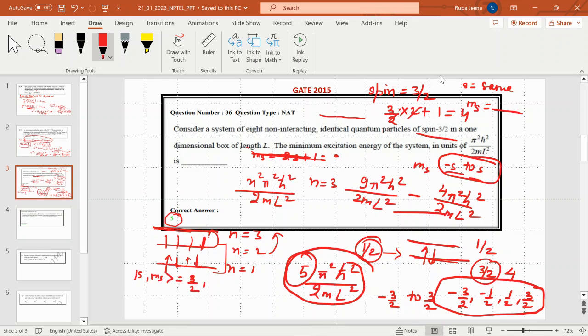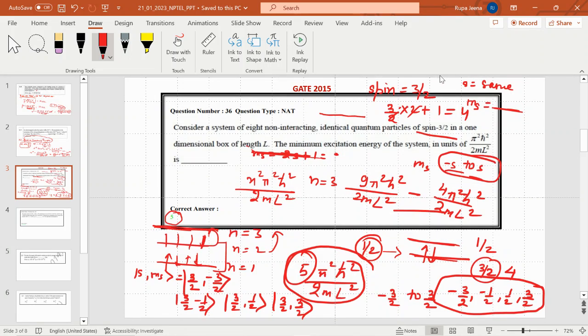3 by 2 minus 3 by 2, there is one particle. 3 by 2 minus 1 by 2, there is a second particle. And 3 by 2, 1 by 2, a third particle. And 3 by 2, okay. So these four particles will accommodate one state, and the same, these four particles will go to the n equals 2 state, because there are 8, na, 8. So 4 will come here, 4 will come here.